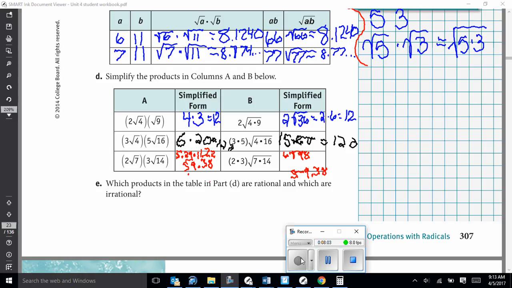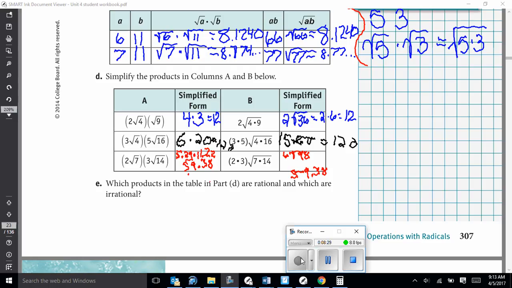And then Ellie's was a little more difficult because these are not perfect squares, so you need your calculator to do this first part, so you get decimals here. And then you get 59.38. And then for the second part, 2 times 3, we get 6. And then 7 times 14, we get, is that 98? And then we put that into the calculator to get the same thing.